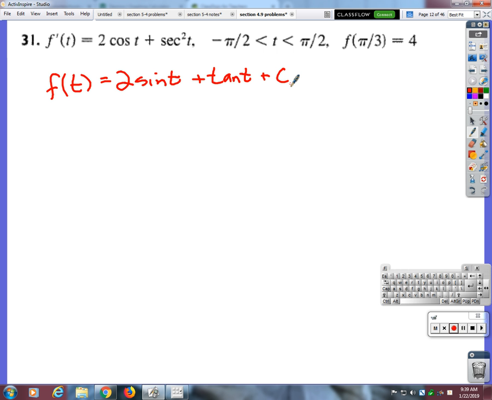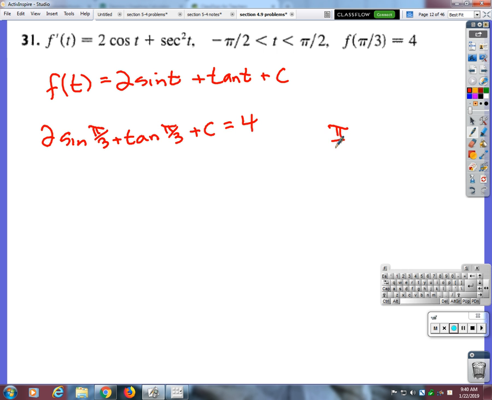All right, then they give us an initial value. They say that if you plug in pi over 3, you will get 4 as an answer. So that means 2 times the sine of pi over 3 plus the tangent of pi over 3 plus c equals 4. Now I know that I broke down and gave you guys a circle chart that you can just look these up on, but let's just practice this. If you haven't done it for a little while, it's not that hard, especially since Elena made those posters.